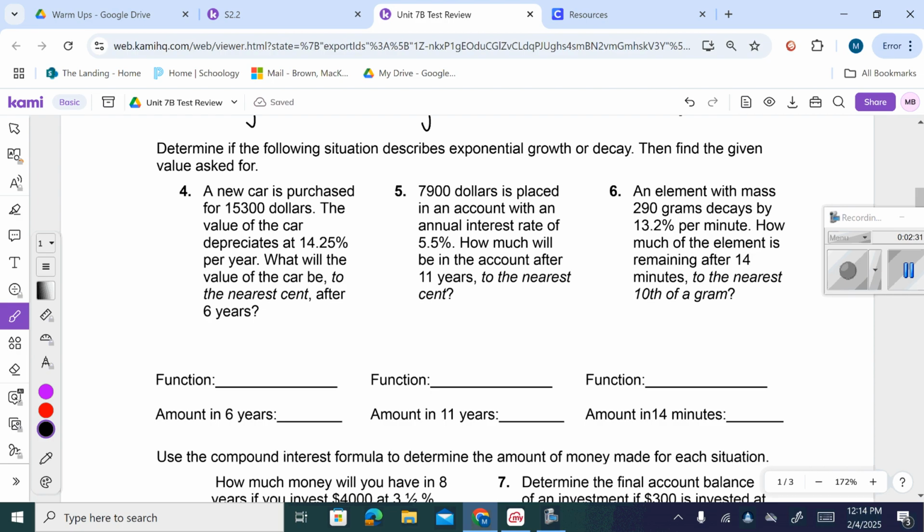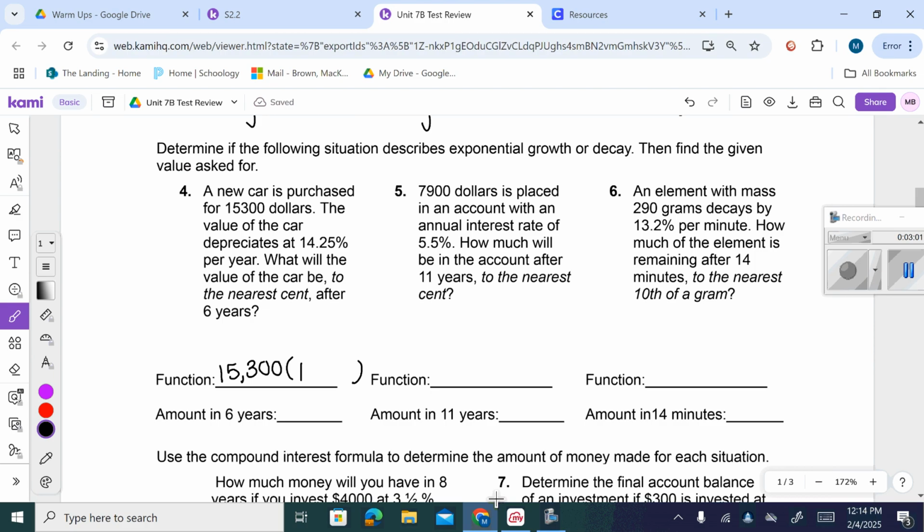All right, go look at 4, 5, and 6. Which one do y'all want done? 4. Okay, if I do 4, I need a function and it wants to figure out the amount in 6 years. What important information do I need from number 4? The start. What's the start? 15,300. Okay, then I gotta put something in parentheses. I need the 1. I gotta start with the 1 because it gave me my rate as a percent.